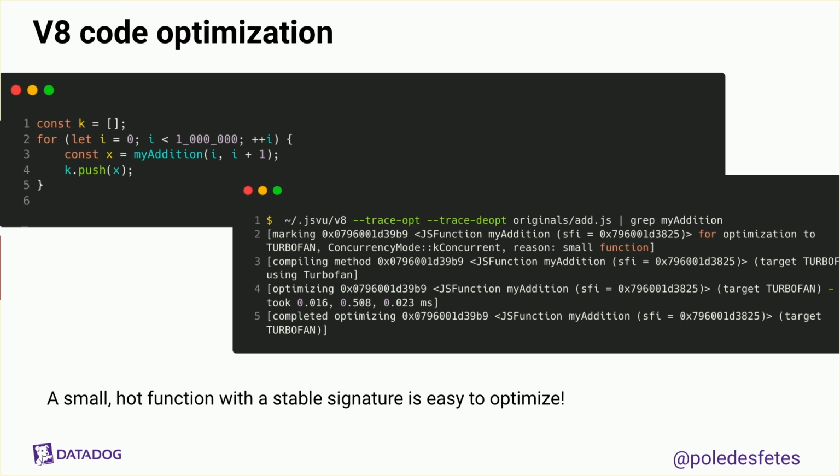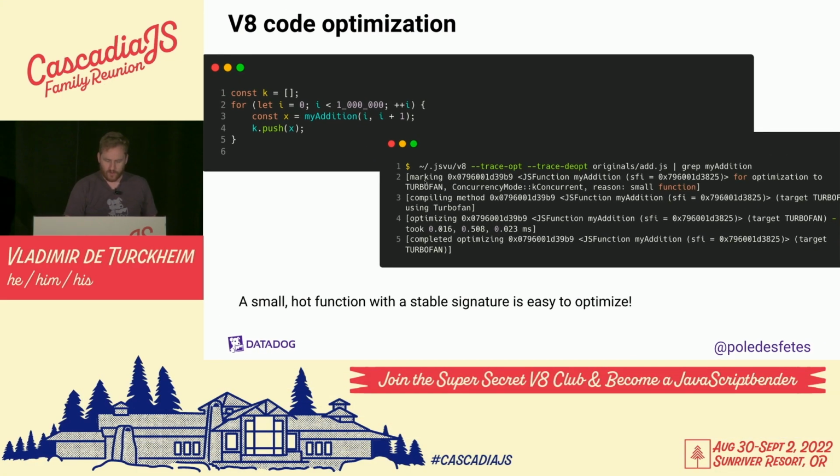And we'll run this code with V8, and as you can see on line 1 in the second chunk, we have --trace-opt, which means trace optimization. And we put a grep at the end of the command line, so we see only the things related to myAddition. So on line 2, we've got marking myAddition for optimization. Reason: it's a small function. That means that V8 is detecting that this function can be optimized, so it will push it to TurboFan and start optimizing it.